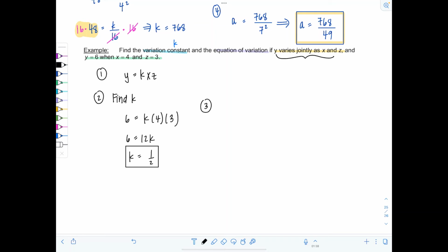And then the last thing is we need to find the equation of variation. So just go back to your generic model from step 1. And I'm going to replace k now with 1/2. So y equals 1/2 times x times z. And we're done. Not too bad, right? As long as you remember what directly, inversely, and jointly all represent, you're in business, let me tell you.